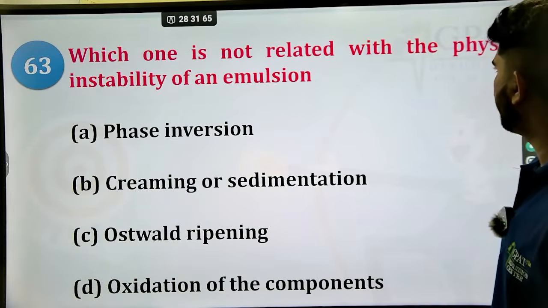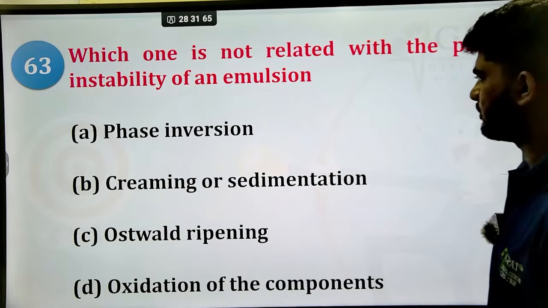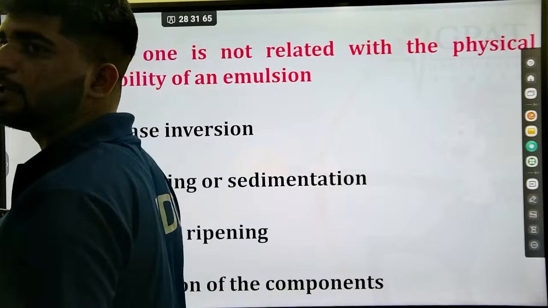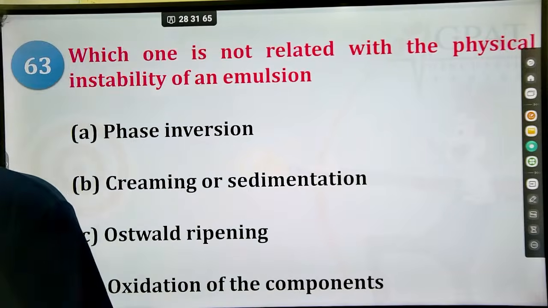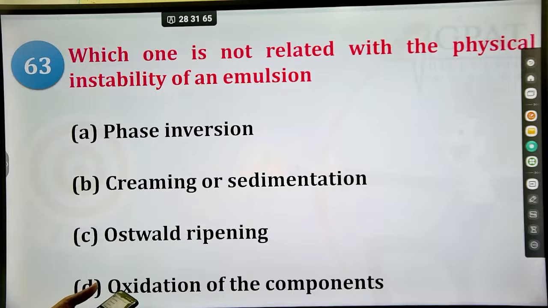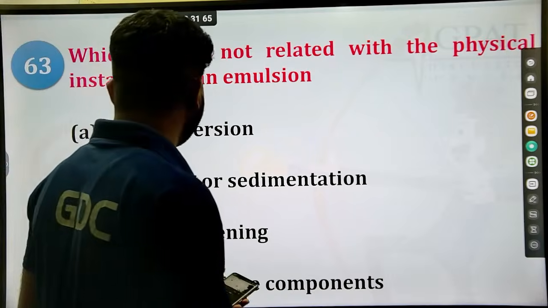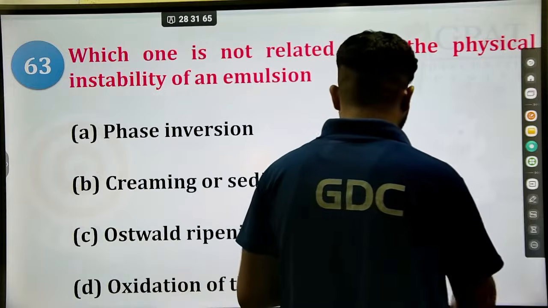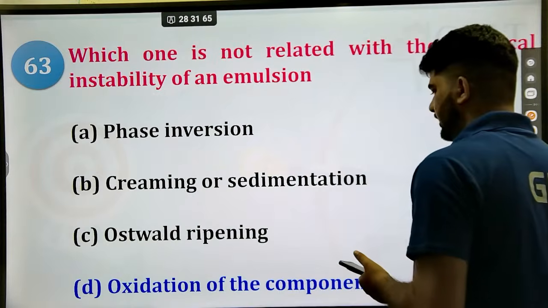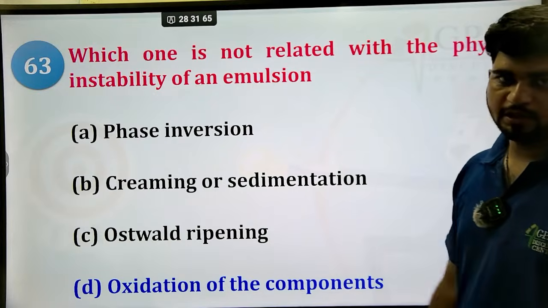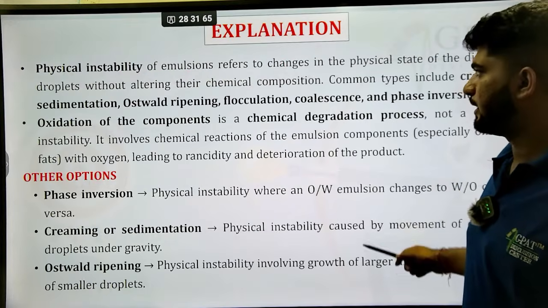Now, which one is not related with physical instability of an emulsion? Physical instability. Is it phase inversion, creaming or sedimentation, Ostwald ripening, or oxidation of the components? That is your oxidation of components. It doesn't have any kind of physical instability. That comes under your chemical instability, right?